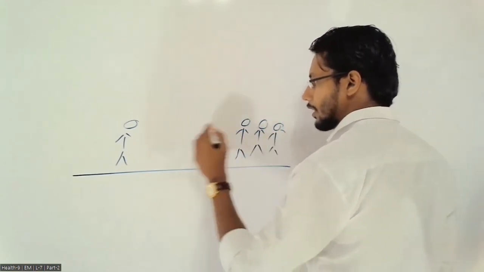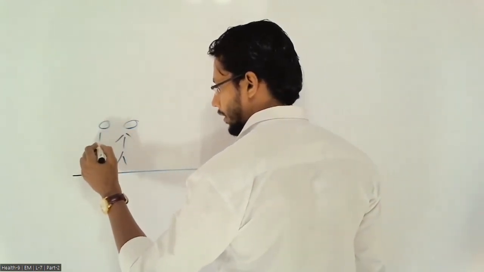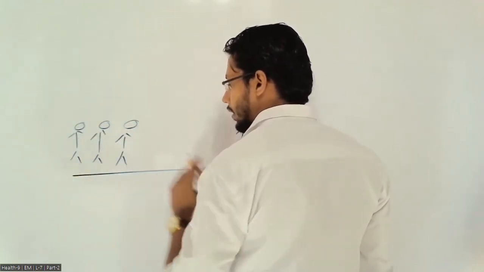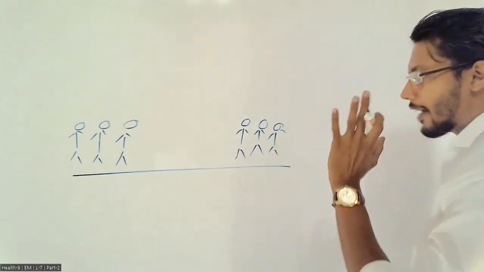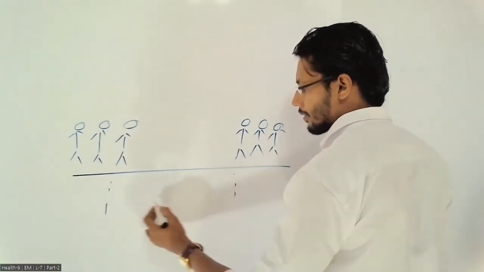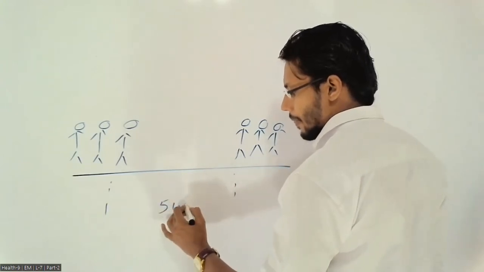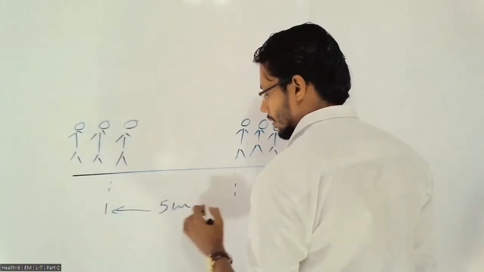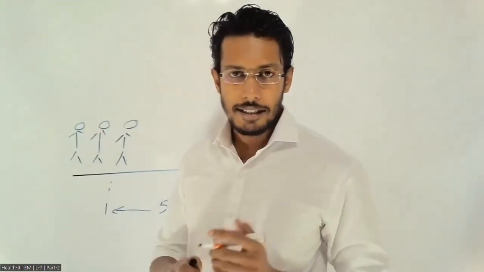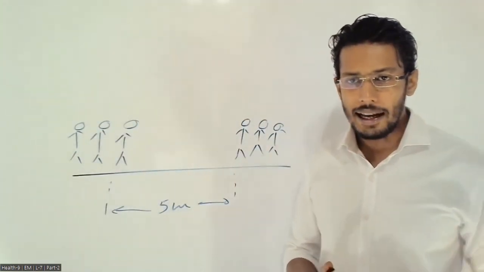I'm drawing only 3 members per team. Now there are two groups. We can stand in two lines as two groups with a distance of about 5 meters between us, right?